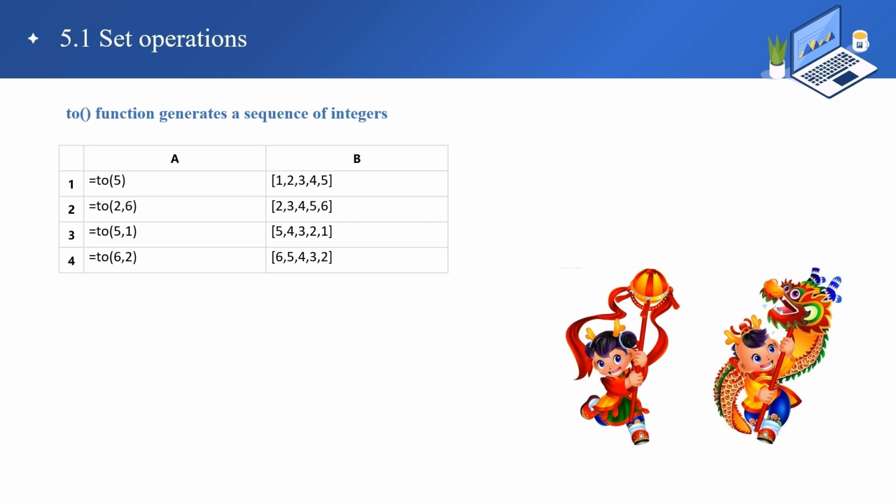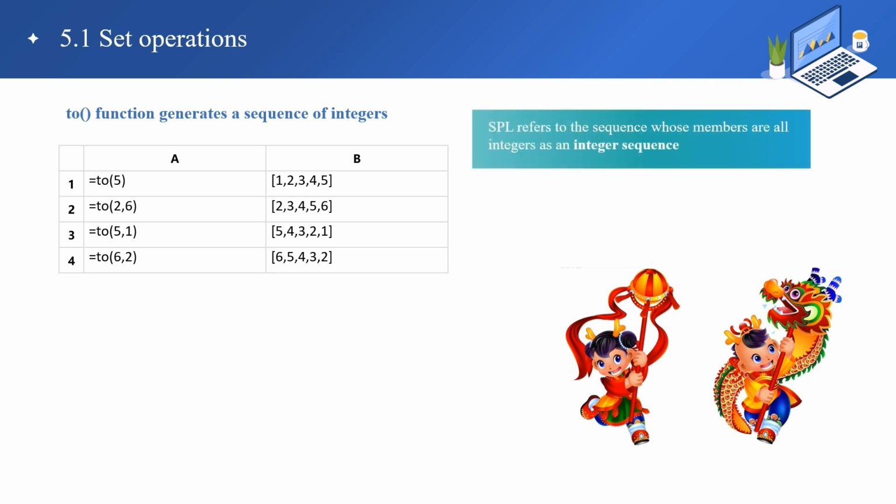We used the sequence 0 times n to generate an all-zero sequence of length n. SPL also provides the to function to generate a sequence of integers. The result of column A is equal to the sequence of constants in column B. SPL refers to the sequence whose members are all integers as an integer sequence. Regarding the loop statements we have learned, we can find that for n, for A|B are basically equivalent to for to n and for to A|B. Here we say basically equivalent rather than equivalent, because the loop variable values of the former two at the end of the loop are different from those of the latter two.